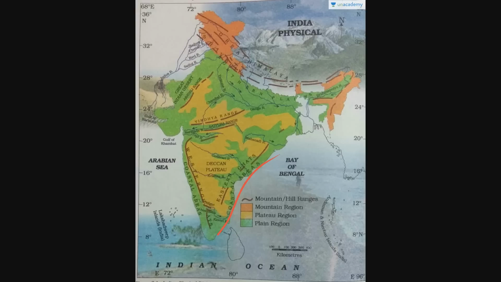So we have covered mountain, plains, desert, plateau, ghats, and coastal plains. Now what is left is the islands. Here in Bay of Bengal we have Andaman and Nicobar Islands, and here in the Arabian Sea area we have the Lakshadweep Islands, and this is the Indian Ocean.